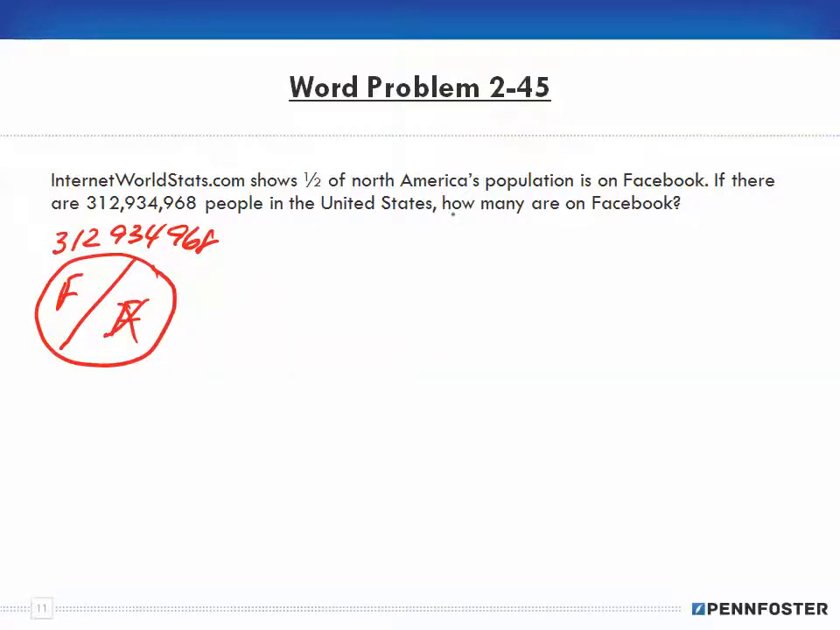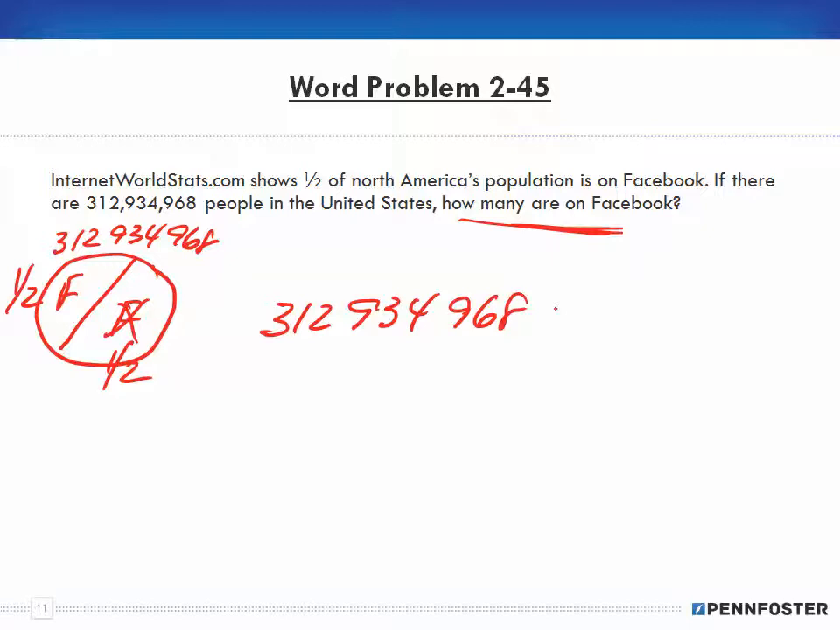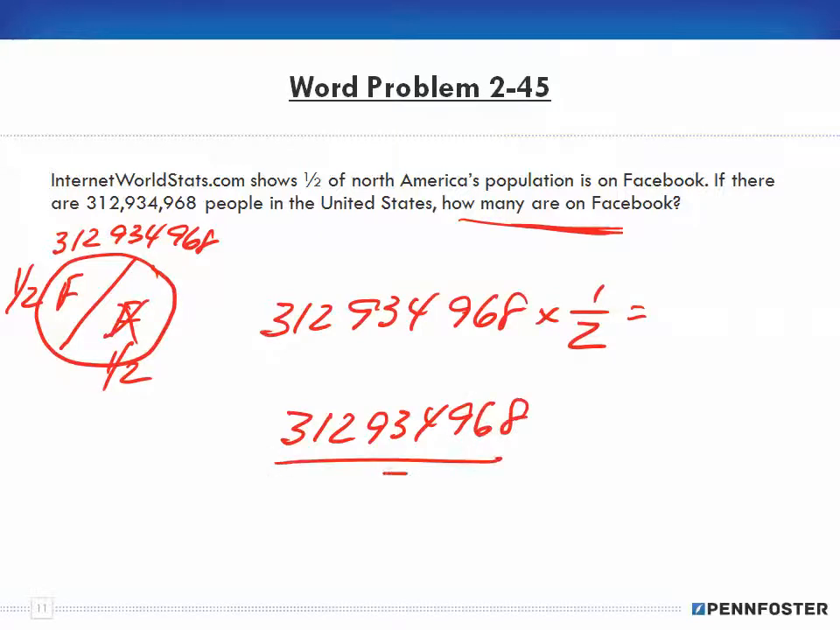The question is asking how many are on Facebook. So it's as simple as this: since they're telling me that half of the population is on Facebook, and that means half is not, I still take the 312,934,968 times 1/2, and that will give me 312,934,968 over 2. Why? Because a whole number, when you turn it into a fraction, you put it over 1, and that makes it a fraction, because 1 divided into that number is that number. So now when I multiply across, I get the 312 million times 1 gives me the 312 million in the numerator, and then 1 times 2 in the denominator gives me 2.